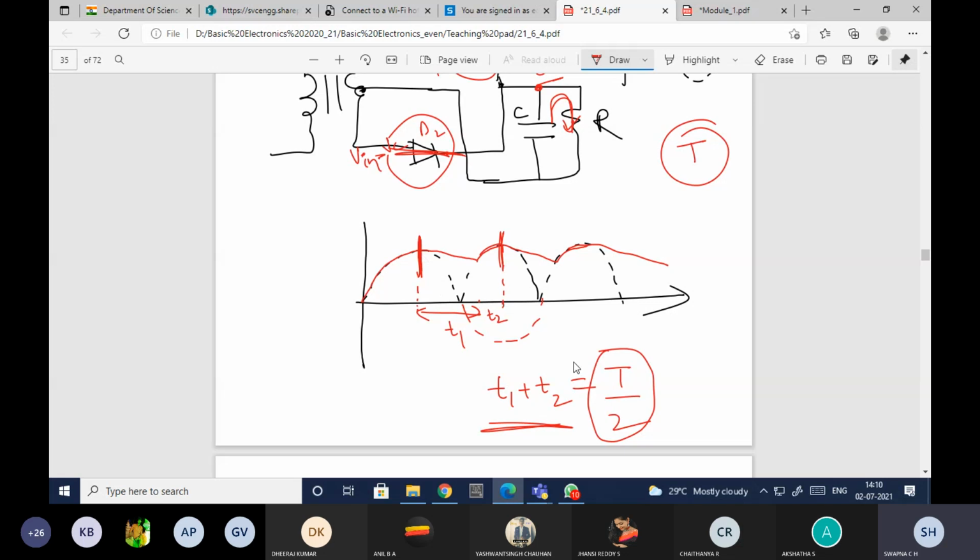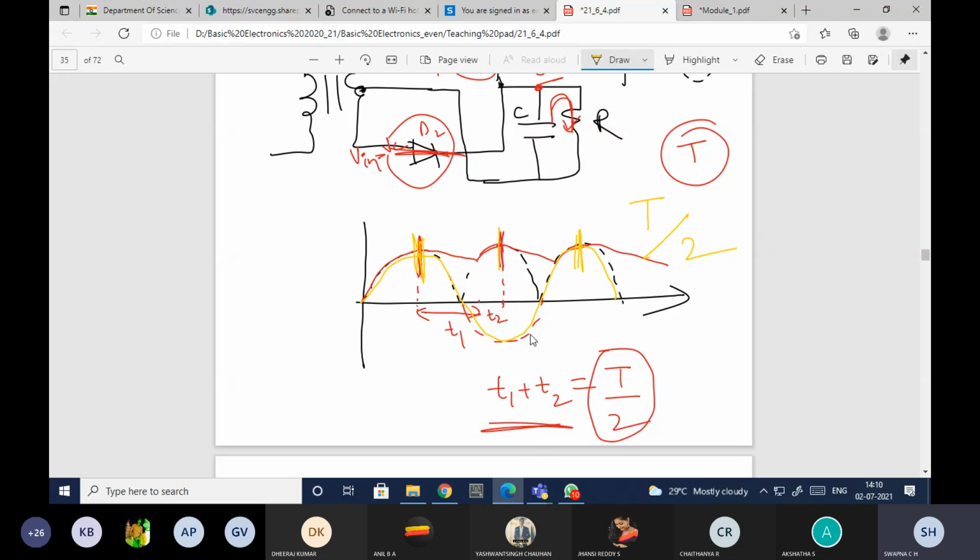So here the time period T1 plus T2 is T by 2, because if you just observe, I'll take a different colored pen. The sinusoidal signal is in this way, right? From here to here is one time period T. Now I'm taking half of it, so T by 2. Hope this is clear to all of you. Yes, ma'am.